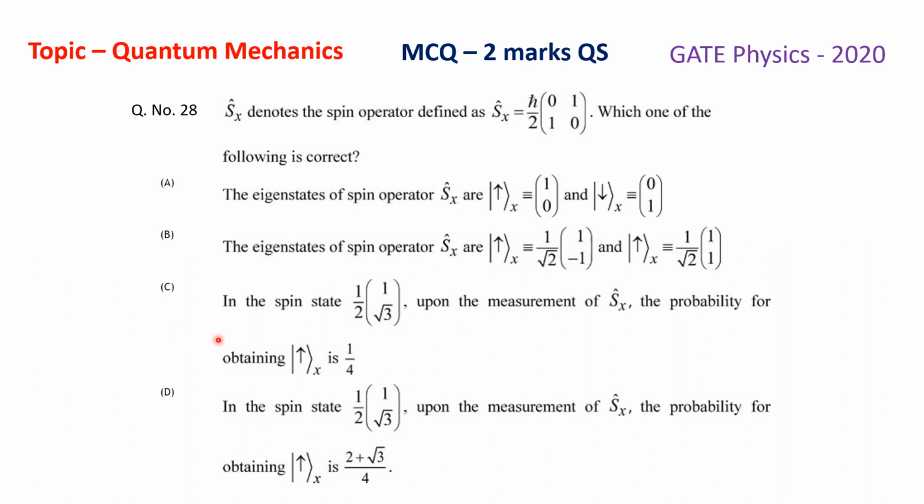Option C: in the spin state 1/2 times the matrix [1, √3], upon the measurement of Sx cap, the probability for obtaining up spin is 1/4. And the last option, option D: in the spin state 1/2 times the matrix [1, √3], upon the measurement of Sx cap, the probability for obtaining the up spin is (2 + √3)/4. So among the 4 options, we have to choose the correct one. Let us see how to solve this problem.